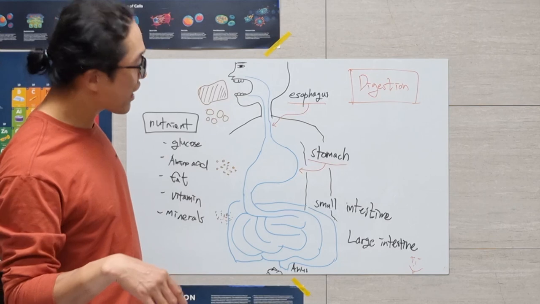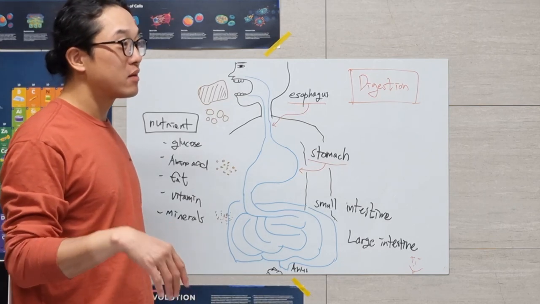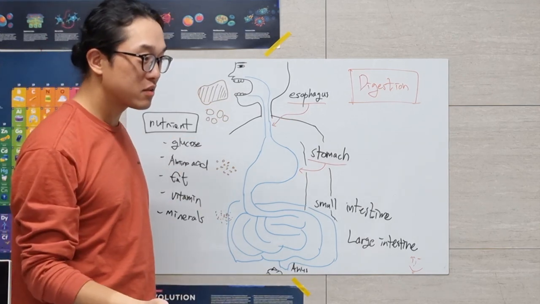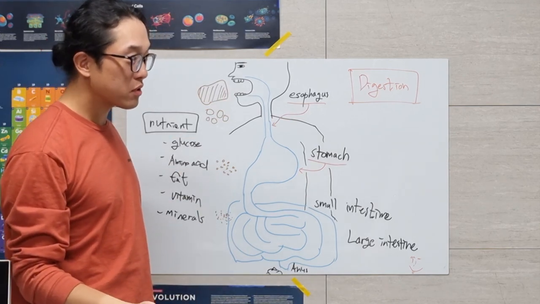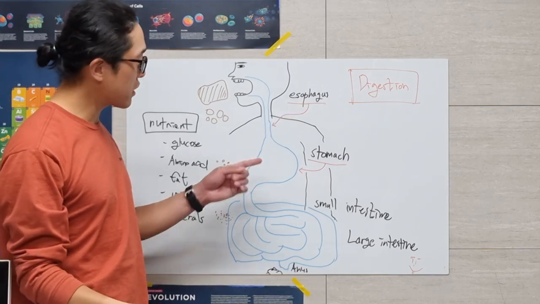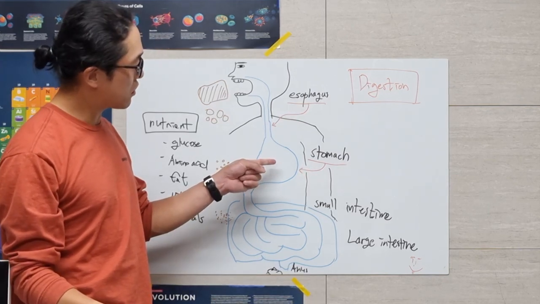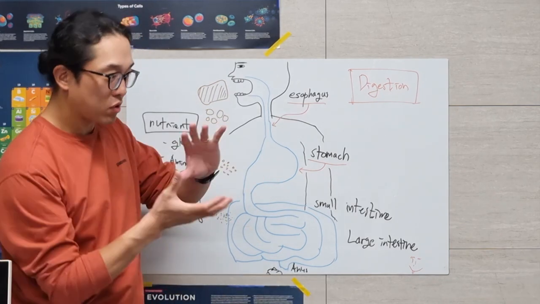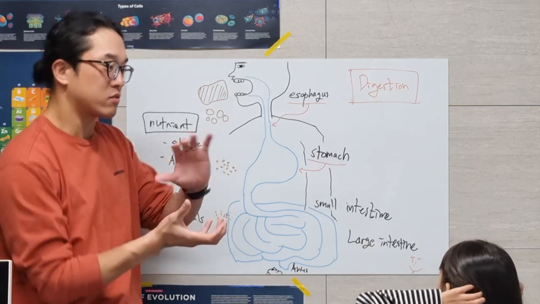What's the small intestine? Who knows? No, stomach is this one, 위 in Korean. The stomach mixes the food and some liquid to break down the food.